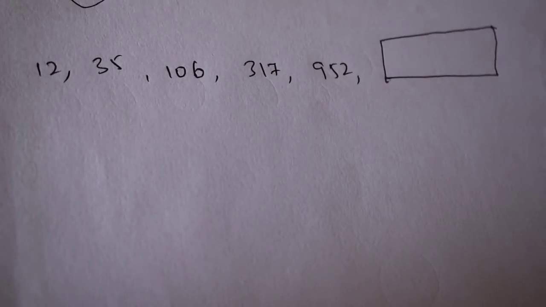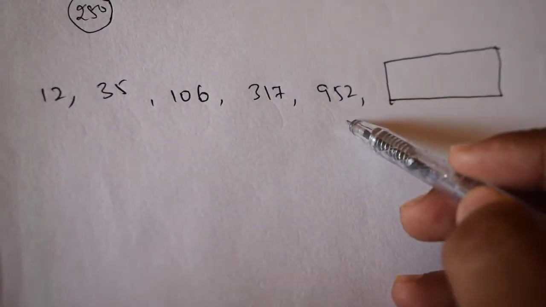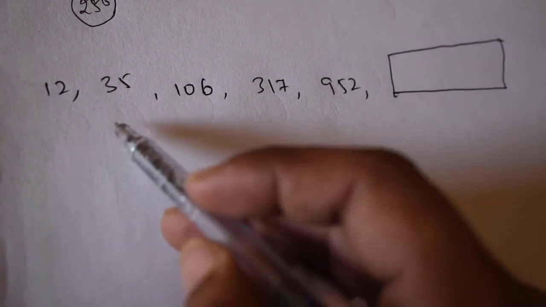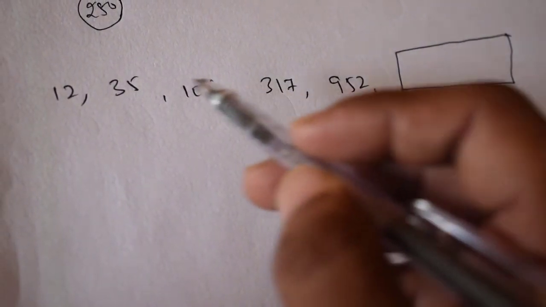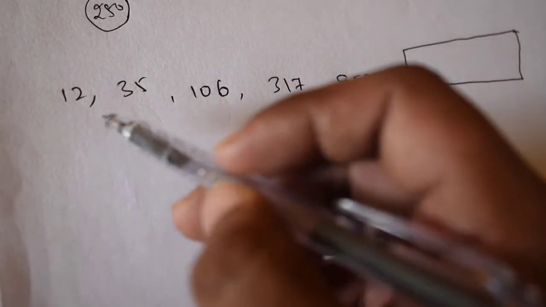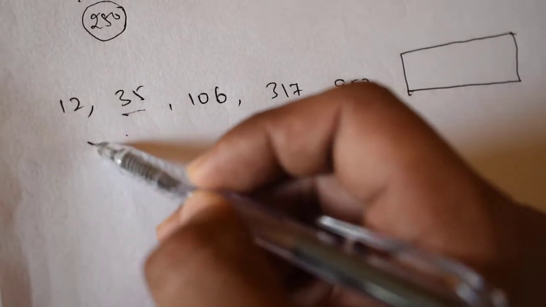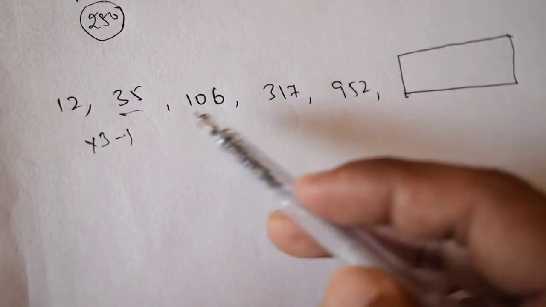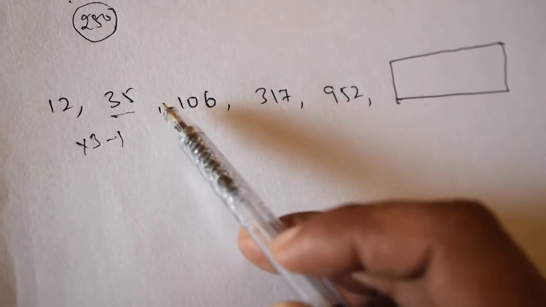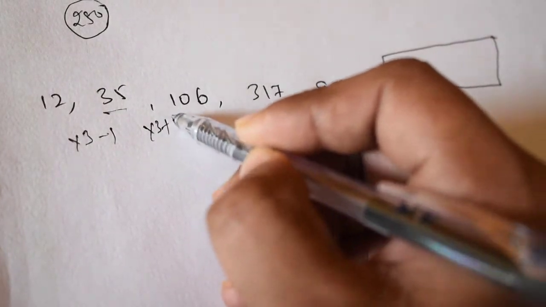Here is another example. 12, 35, 106, 317, 952 and so on. So when you see here, it is growing fast. That means here multiplication could be a possible way. Let us see if we can multiply this. 12 into 3, 36. But it is 1 less than that. Let us see here. Into 3 minus 1. Then when we multiply 35 with 3, we will get 105. And it is 1 greater than that. That is into 3 plus 1.